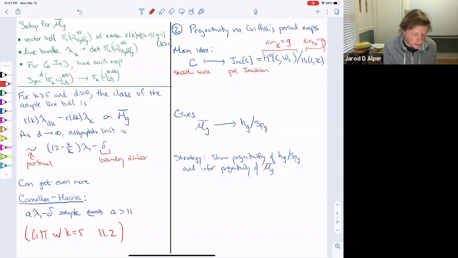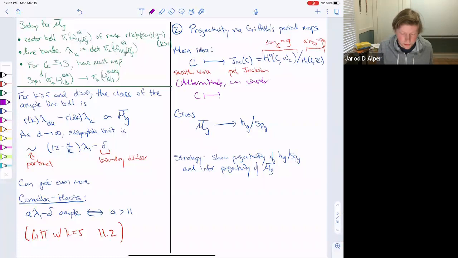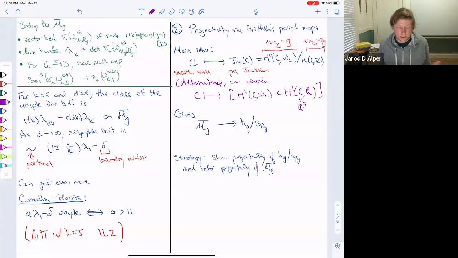Alternatively, you can consider the map from C to a Hodge structure. You can look at H^1(C, O_C) inside the cohomology, and the point is that this is constant. It's always g-dimensional. As you vary your curve, you're getting different lines inside this vector space, and so you get a polarized Hodge structure. This gives you a map from M_g or M_g bar to some other space, parameterizing polarized Jacobians or polarized Hodge structures, depending on how you phrase things.